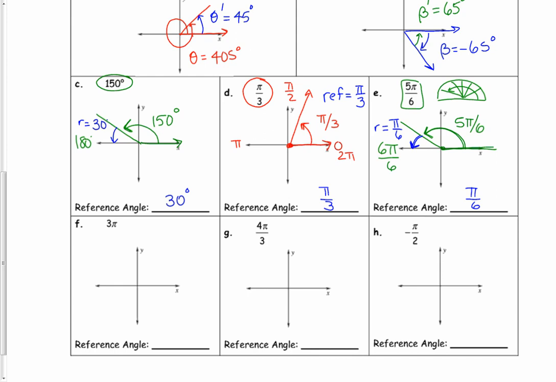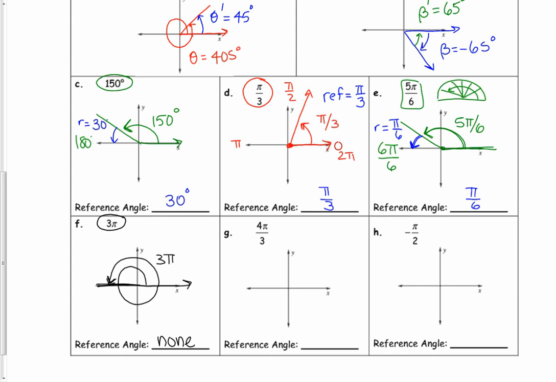In F, I'm dealing with 3 pi. So if I start out at the positive x-axis, remember turning all the way around the unit circle would have been 2 pi. Well, I need to go more than that. I need to go another whole pi. So another pi would put me over here, landing on the negative x-axis. So I've spun all the way around, and I can label that 3 pi. Now, this is a quadrantal angle because it lands on an axis, so there isn't a reference angle for that one.